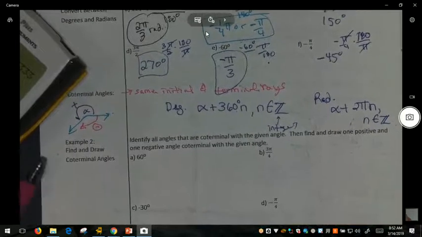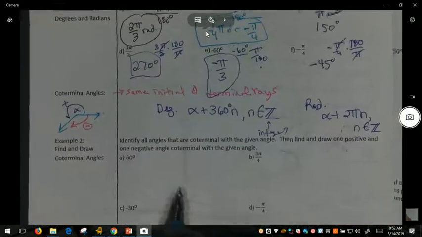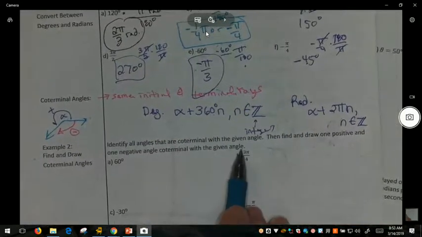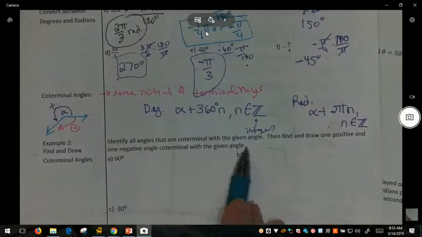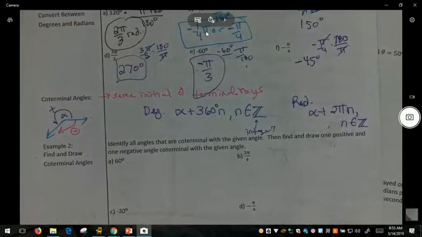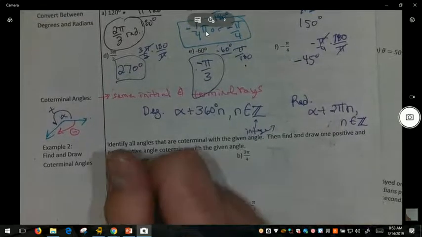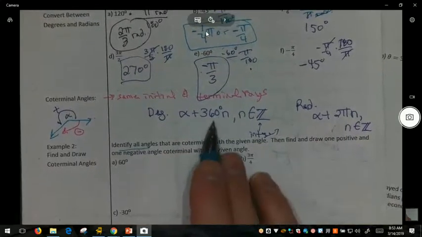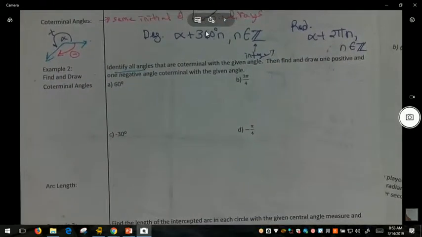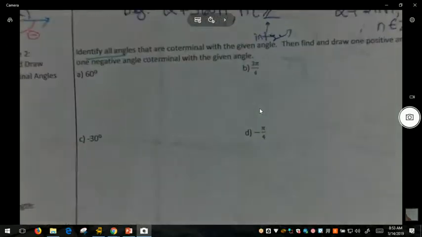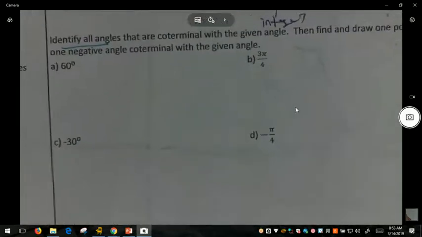So let's take a look. We're asked to identify all angles that are coterminal with the given angle, then find and draw one positive and one negative angle coterminal with the given angle. So find all angles? That means we're going to be using this notation, because I don't want to sit here all day generating an infinite number of angles. We'd run out of space on our paper, and we'd never do it. So let's go through this real quick.